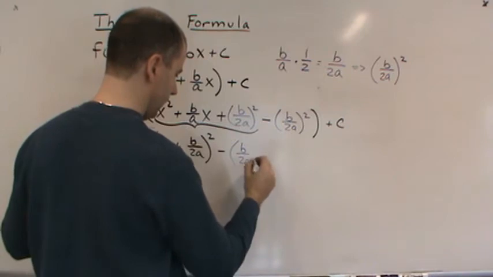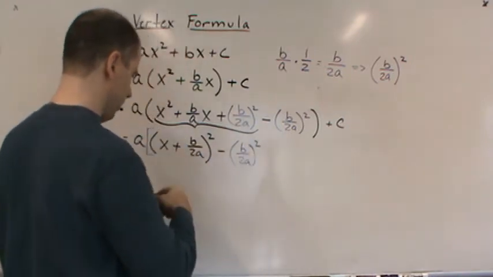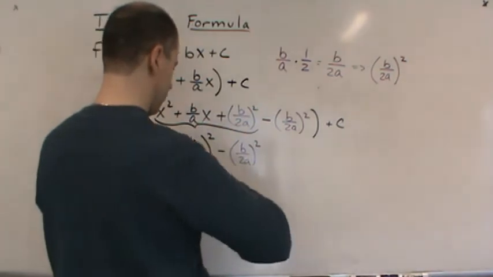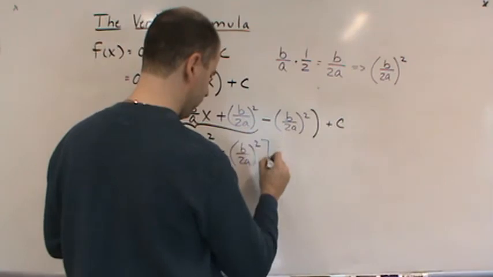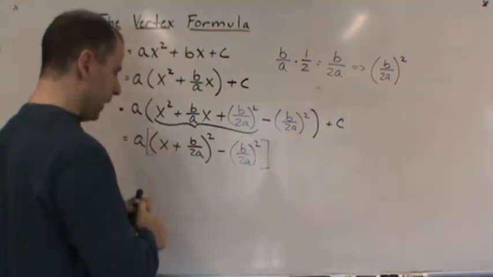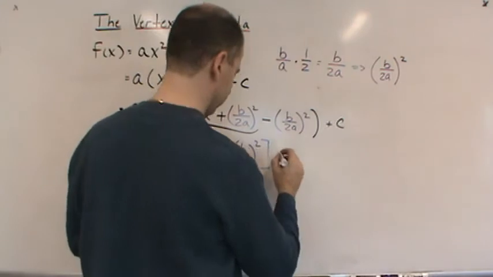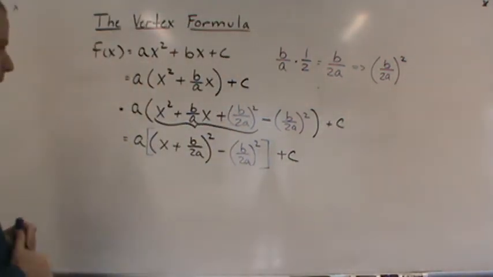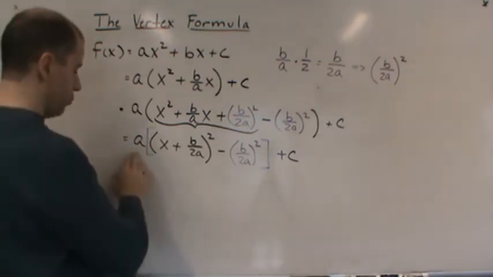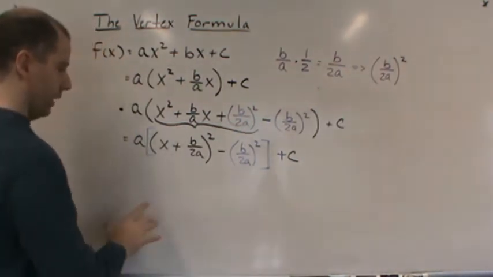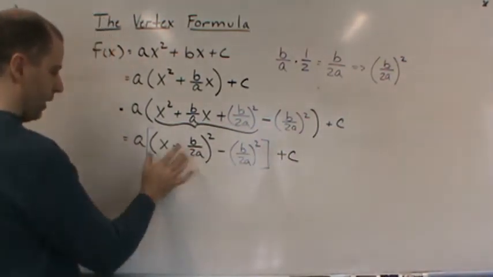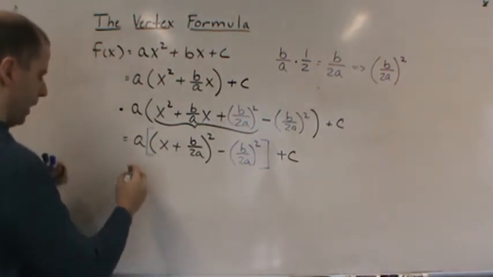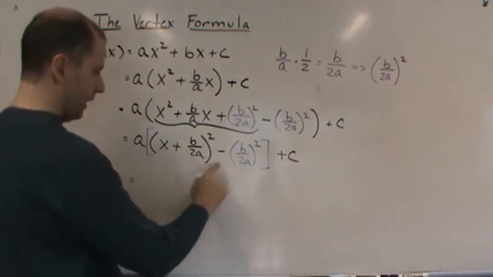b over 2a quantity squared, right? And so then here's the end of the parentheses, or the square brackets. And then I have my plus c. Okay? And so now, what am I going to do? I'm going to distribute the a again, just like I did before, because I want to drop these parentheses because I want to combine the constants. And so I want to put it in that right form. So I'm going to distribute the a to this term and to this term.